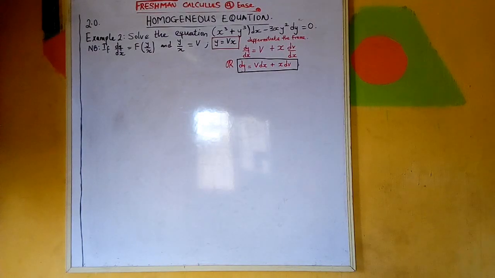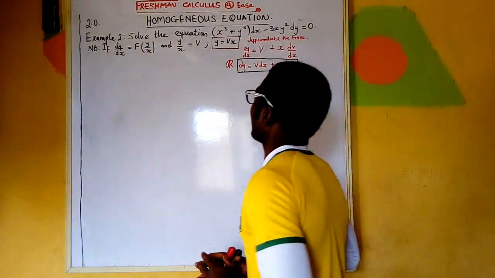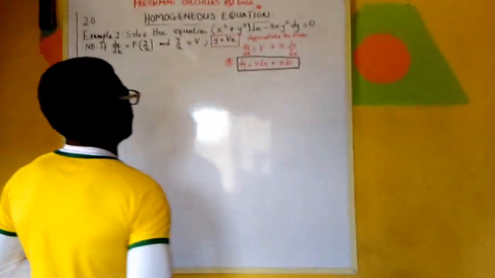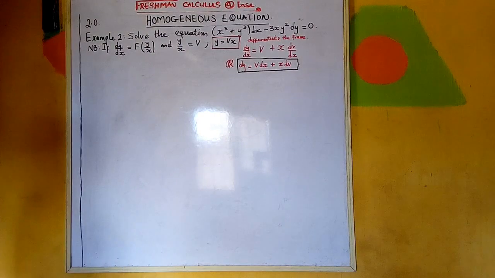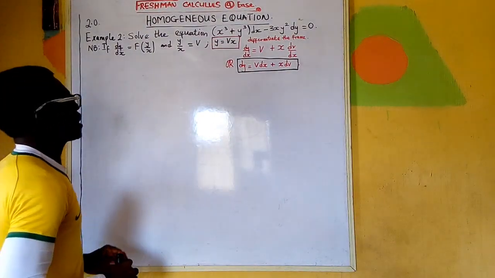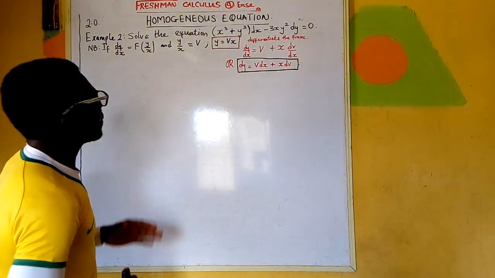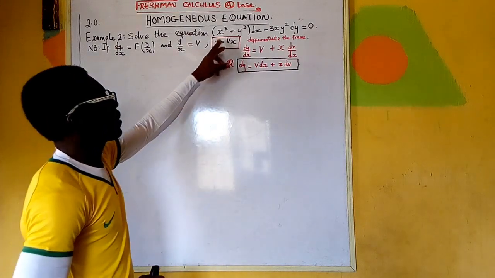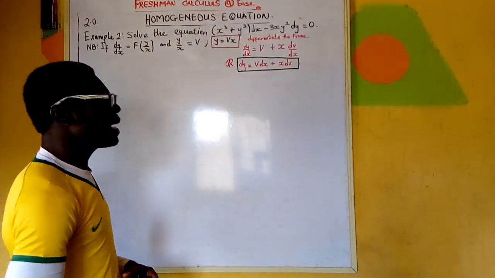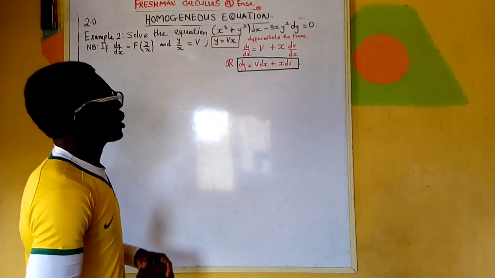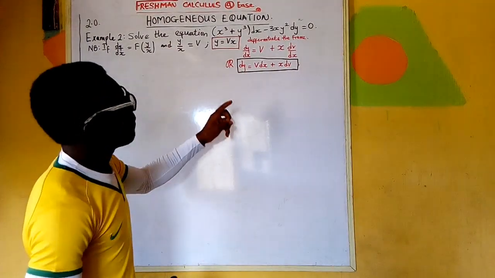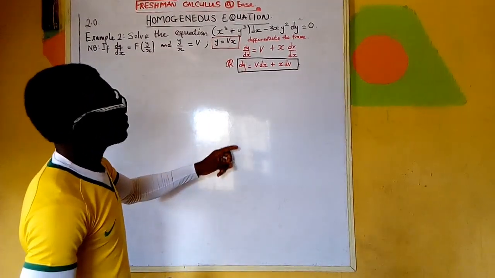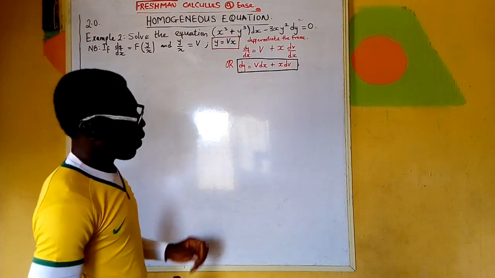Now let's see another example of homogeneous equation. Example 2. Solve the equation (x cubed plus y cubed) dx minus 3xy squared dy is equal to 0. The first thing you need to understand in solving this type of equation is to look at this expression here, x cubed plus y cubed dx minus 3xy squared dy.